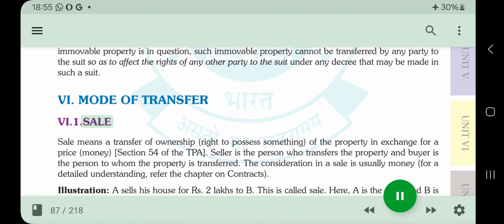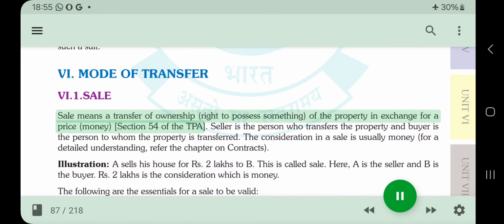Mode of transfer. 1. Sale. Sale means a transfer of ownership, the right to possess something, of the property in exchange for a price, money. Section 54 of the TPA.